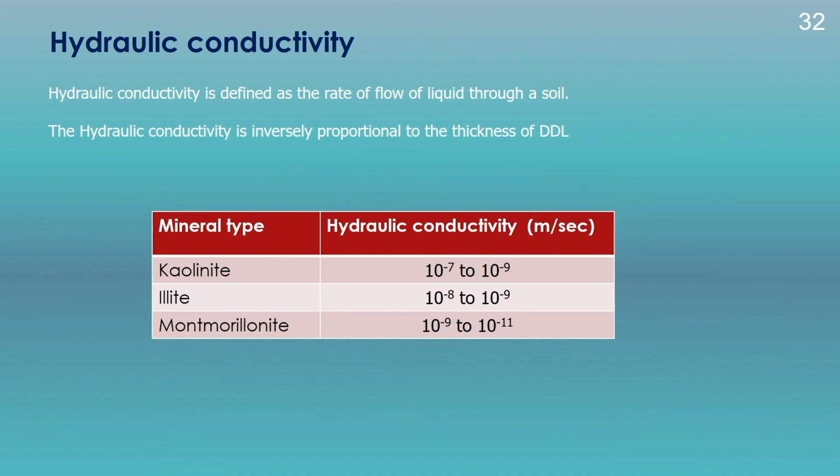Next, I will discuss the hydraulic conductivity of different minerals. Hydraulic conductivity is defined as the rate of flow of liquid through a soil. Higher is the hydraulic conductivity, faster is the rate of flow of the water inside the soil. And this hydraulic conductivity depends on the diffuse double layer thickness as well as the fabric of the structure, whether that is a flocculated structure or a dispersed structure.